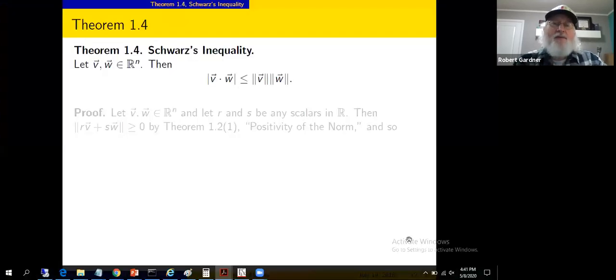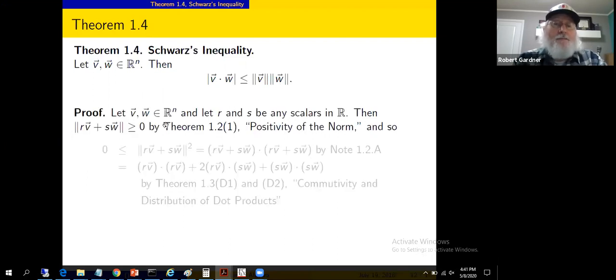Okay, so the claim is for any vectors v and w in Rn, the absolute value of v dot w is less than or equal to the norm of v times the norm of w. Okay, so let v and w be vectors in Rn. Tell you what, let's let r and s be any scalars, real numbers. We know that the norm of rv plus sw is greater than or equal to 0. Hey, norms were never negative. In other words, that was positivity of the norm in Theorem 1.2. So you can't argue with the validity of this.